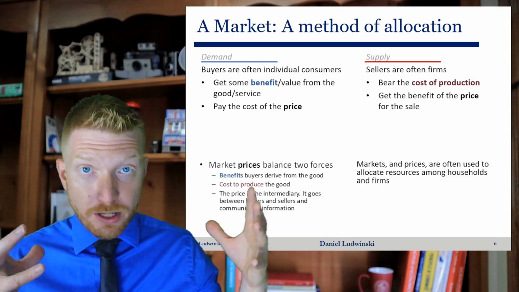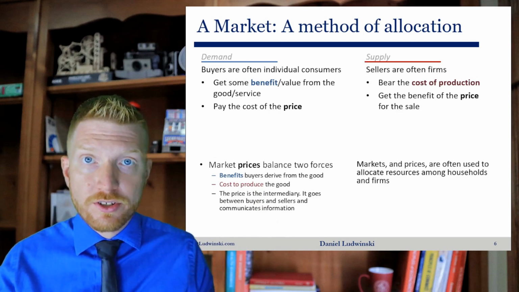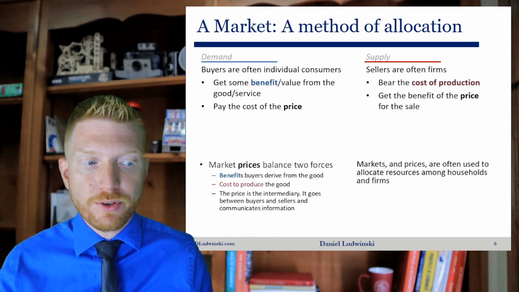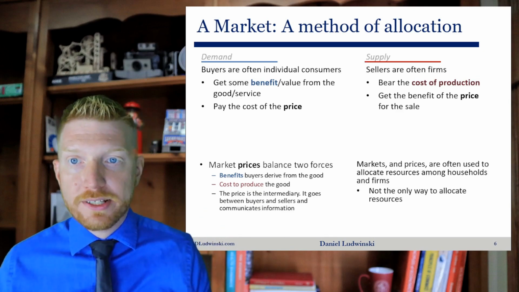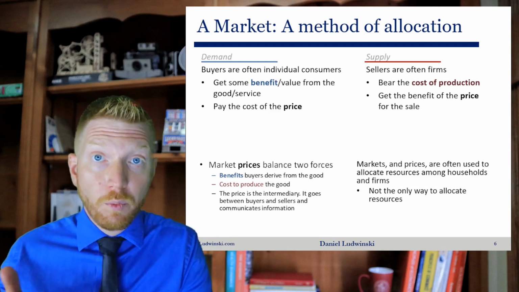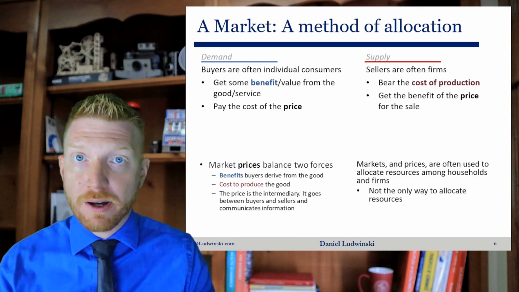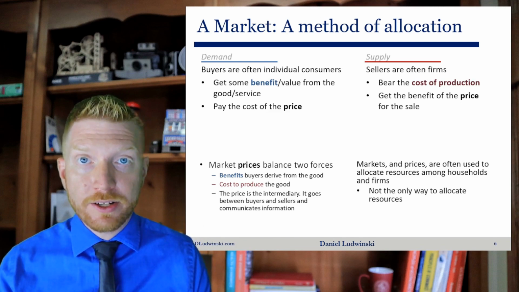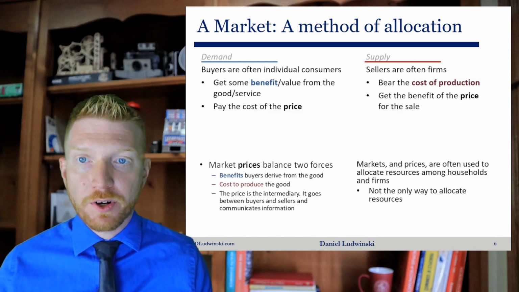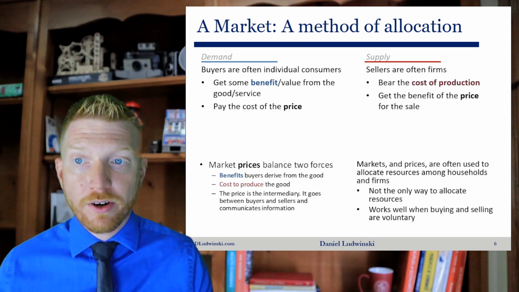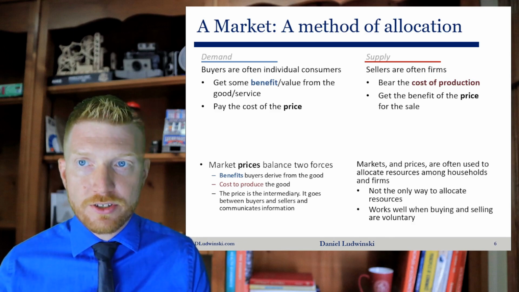So markets, in bringing these buyers and sellers together and facilitating their exchange, are used to allocate resources among households and firms. But I do want to emphasize, this is not the only way to allocate resources. This is not the only way that we as a country allocate resources. And I'll have you think in class and in other things about different examples where markets are not used. Generally, though, markets work very well when buying and selling is voluntary and when all the information necessary to do the exchange is known.